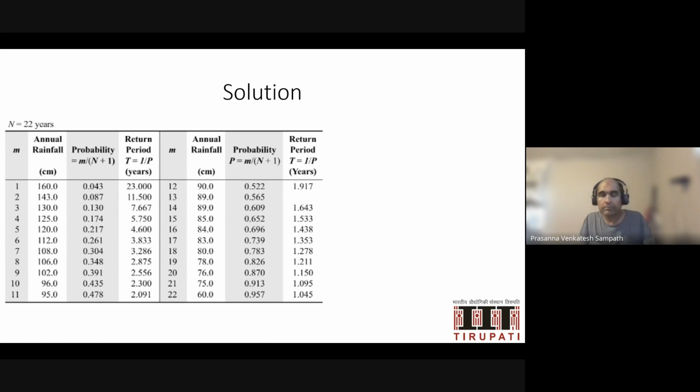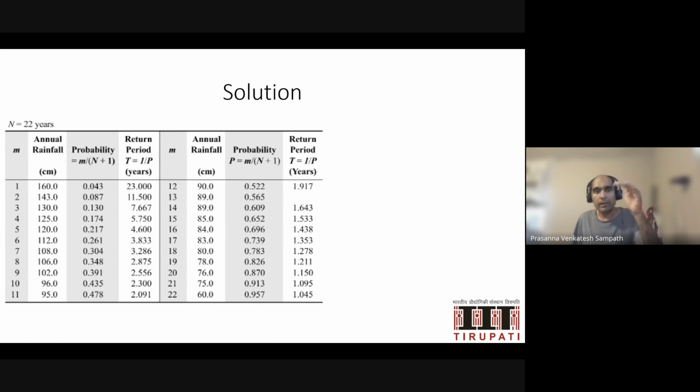Okay. And then once I have the probability, I calculate the return period simply by inverting it. T equal to 1 by p. So that gives me the value in years. So once in 23 years, I'll get it once. Now remember, this probability is an exceedance probability, which means the probability of 4.3% or 0.043 is the probability of annual rainfall of greater than or equal to 160 centimeters happening at that location.